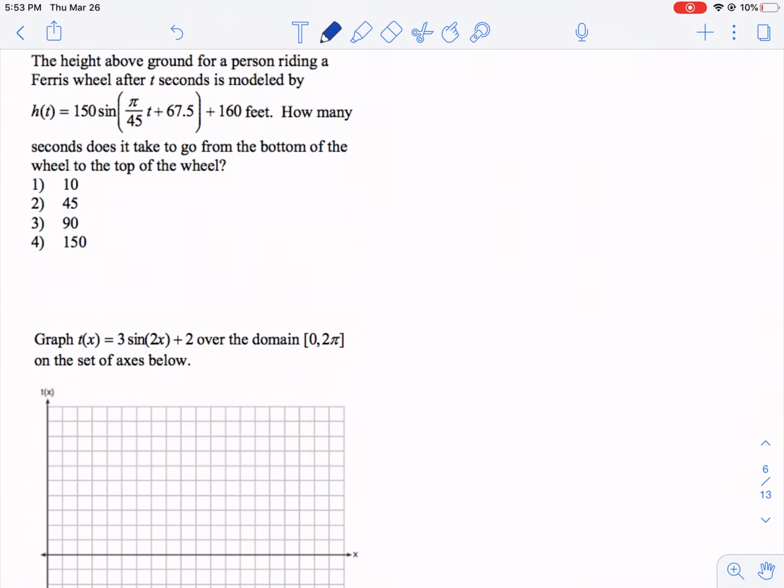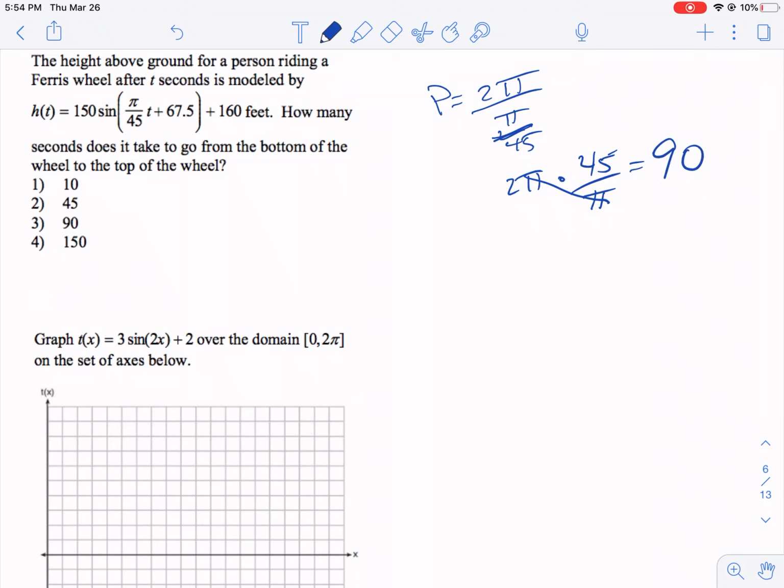The height above ground for a person riding a Ferris wheel is given by that equation. How many seconds does it take to go from the bottom to the top? Now, from the bottom to the top is only half a cycle. So we want to find the period and divide it by 2. Period is 2 pi divided by the frequency. Frequency is pi over 45. Keep it, change it, flip it. The pi's cancel. And the full period is 90, which is a choice. But from the bottom to the top is only half a period, half a cycle. So it ends up being 45.